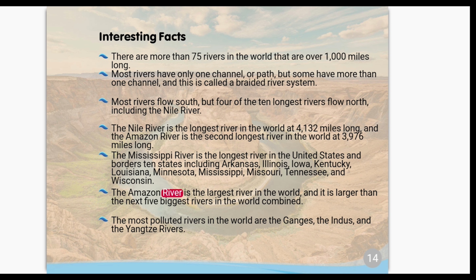The Amazon River is the largest river in the world, and it is larger than the next 5 biggest rivers in the world combined. The most polluted rivers in the world are the Ganges, the Indus, and the Yangtze rivers.